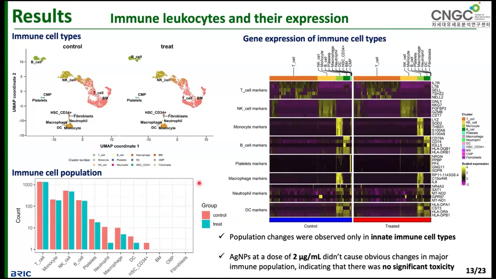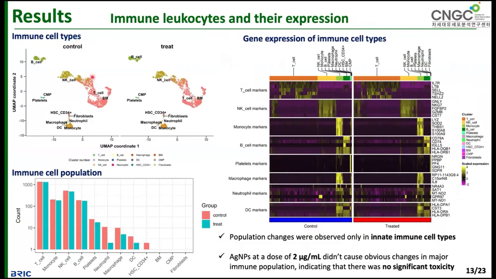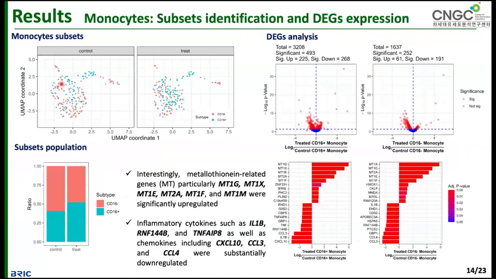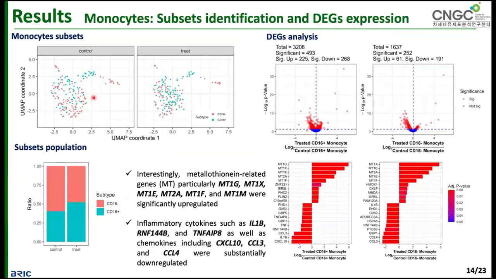So further, we go for the subset identification. For example, here you can see the monocyte, the second one. The monocyte looks similar. There is no difference between control and treated group. The other cells, T cell also looks similar, NK cell also similar. We need to check more deeply for the monocyte, so we bring out only the monocyte from here. We can select only this group, and we performed the analysis again to see the differences.